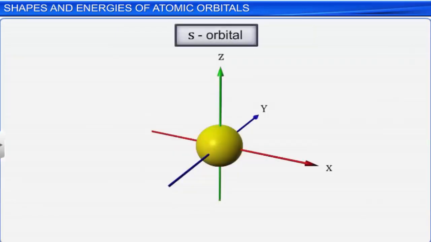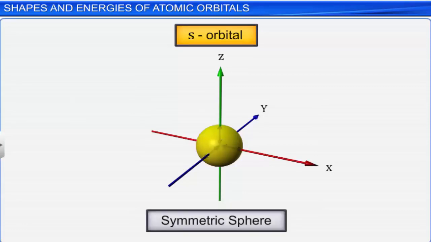The boundary surface diagram for an s orbital is always a sphere centered on the nucleus, irrespective of the principal shell to which the orbital belongs. This is because, for a given value of radius, the probability of finding the electron in the s orbital of a principal shell is found to be identical in all directions. Therefore, the shape of an s orbital is a symmetric sphere.